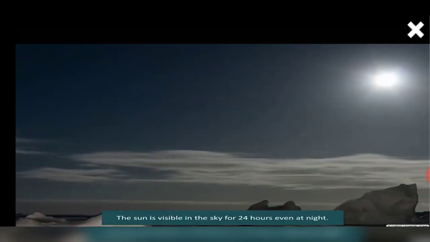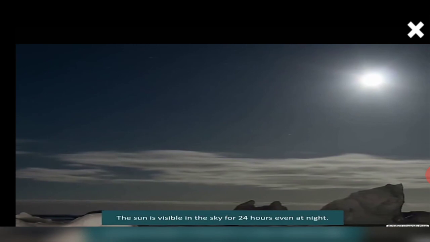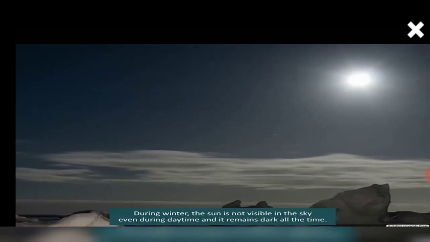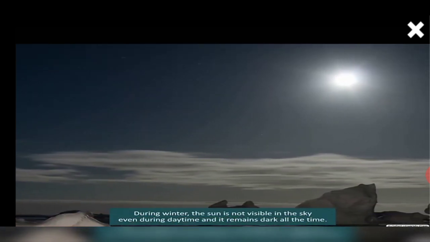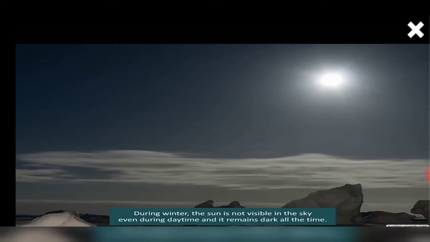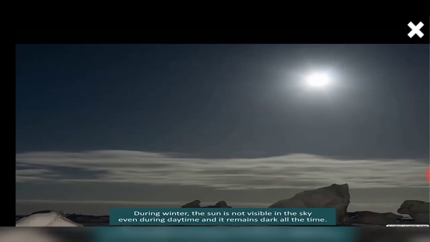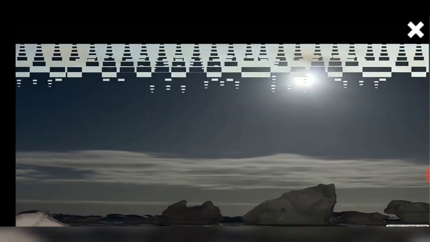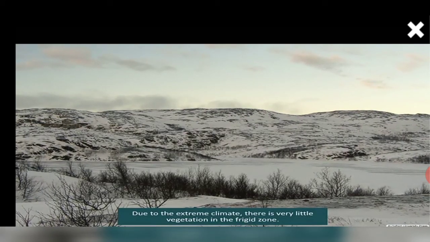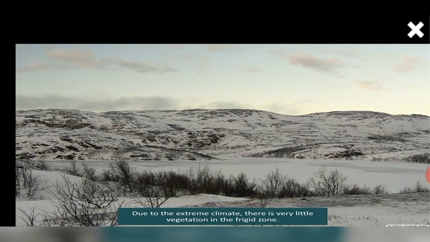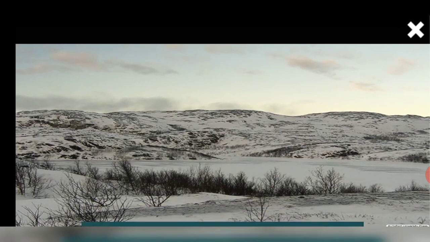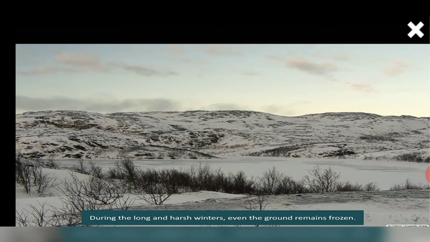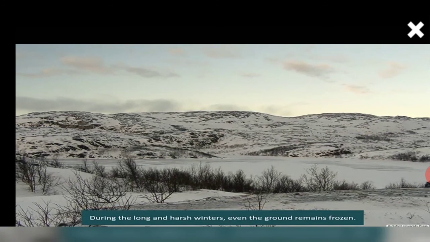The sun is visible in the sky for 24 hours even at night. During winter, the sun is not visible in the sky even during daytime, and it remains dark all the time. Due to the extreme climate, there is very little vegetation in the Frigid Zone. During the long and harsh winters, even the ground remains frozen.